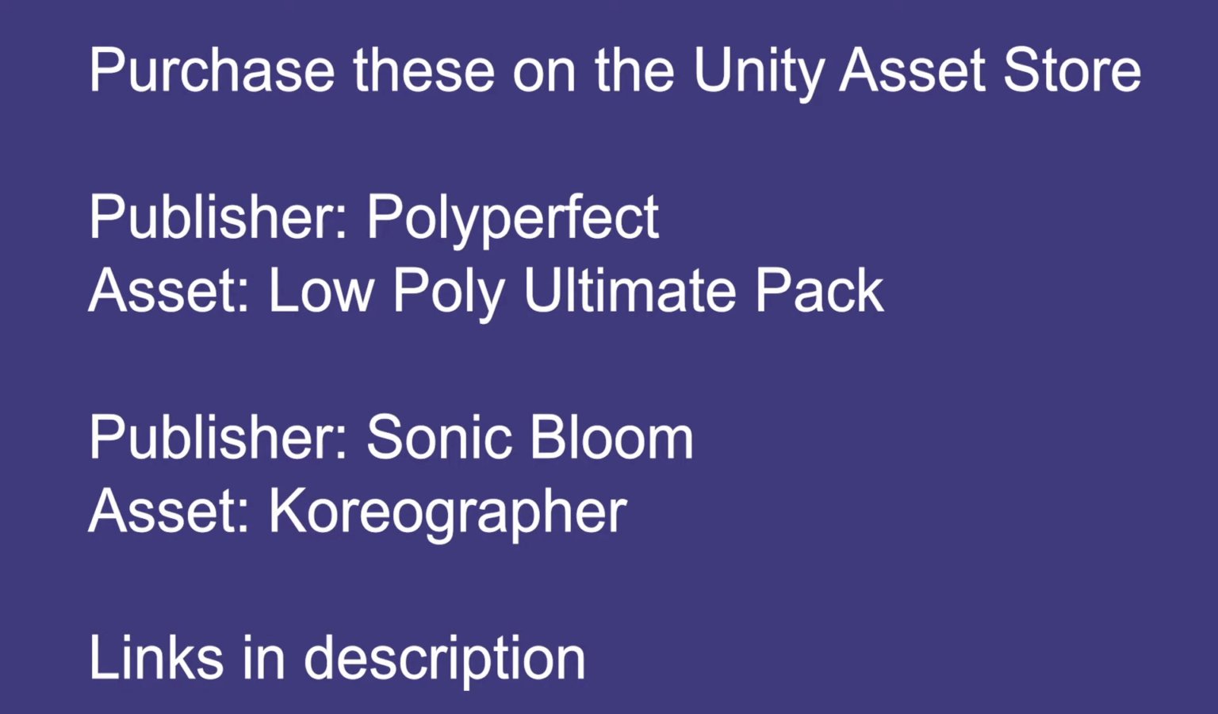In this video, we're going to take a look at how to animate elements of your game along with the music in your game. To do that, we will be using assets from the asset store, including the Poly Perfect Low Poly Ultimate Pack. We're going to use Koreographer. In addition, the music that you'll hear during this, and that we're going to showcase, was from a music library called ALIBI. Okay. Let's jump right in.